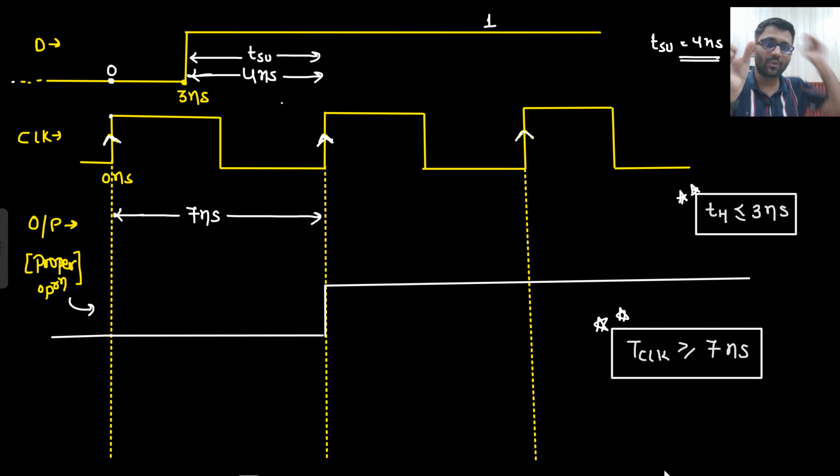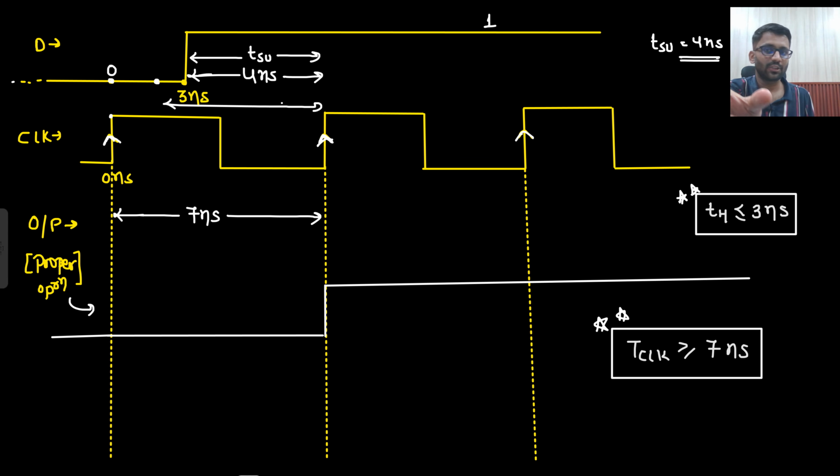But I might have the problem with setup time. So the setup time is 4 nanoseconds. That means at least this much window should be 4 nanosecond. If it is more than that, it is good, but the least requirement is 4 nanosecond, because if it is 3 nanosecond, then my 4 nanosecond will reach here. That means here my input was 1 and here my input is 0. So that will fall into setup violation, and that I don't want.